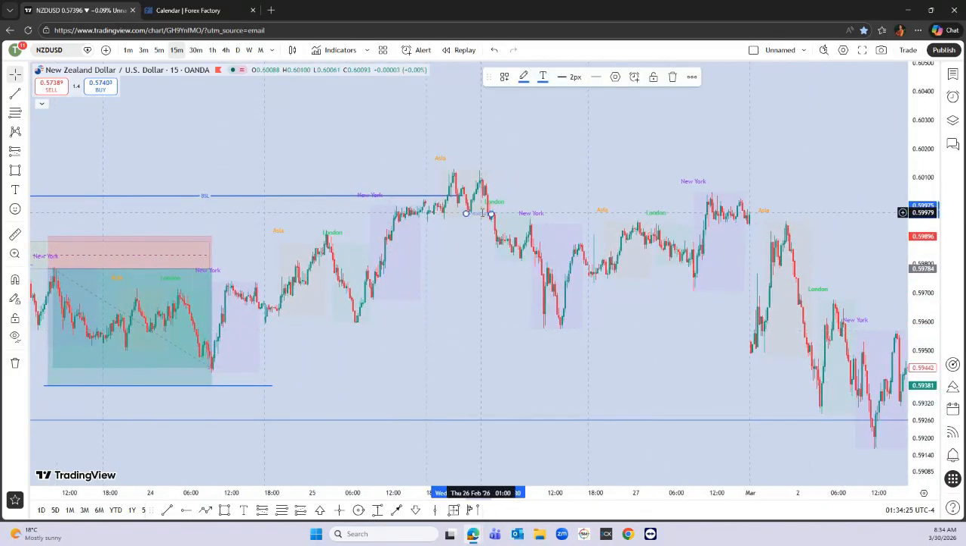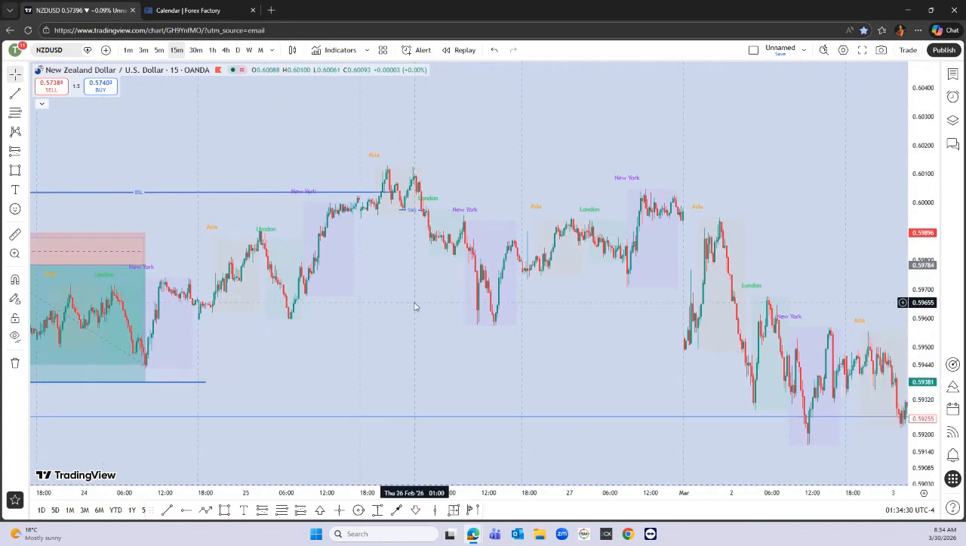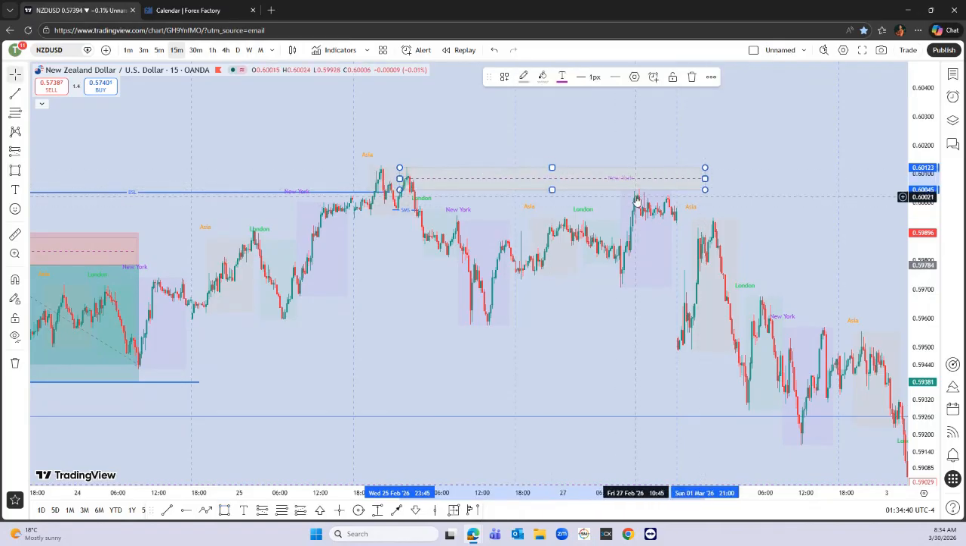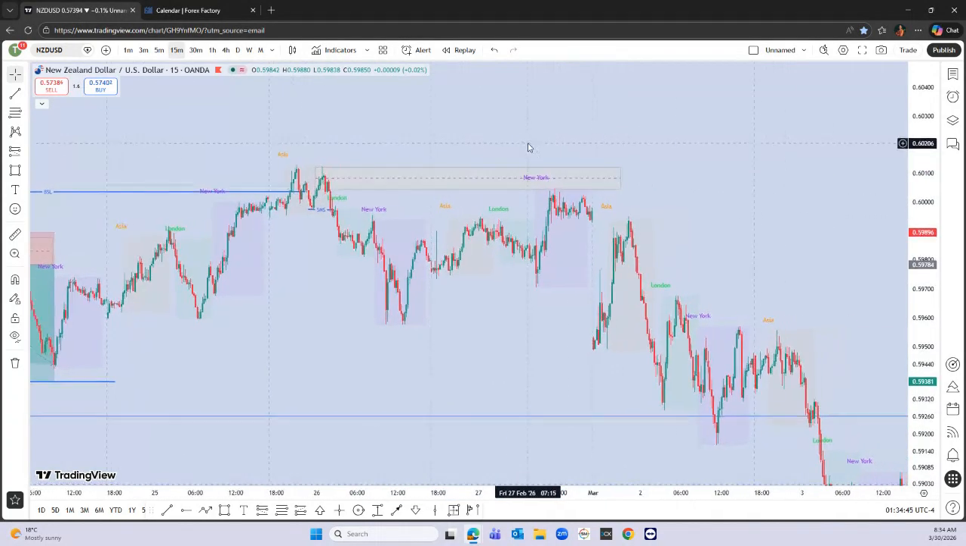So here we have a shift in market structure. And then now we want to see the market come to our order block. Remember, this is where we have our OB. That's where we have our OB, and you can see where the price comes at this particular point during the London close kill zone, and then you get your entry.